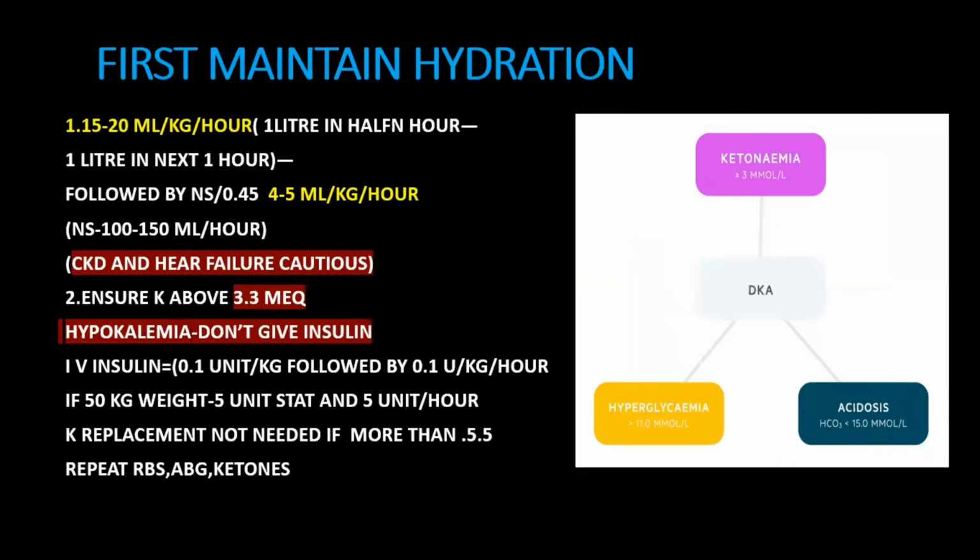What is the main goal in DKA? First, maintain hydration. Fluids 15 to 20 ml per kg per hour, so that 1 liter will go in half an hour and the next 1 liter in 1 hour, followed by NS or 0.45 NS 4 to 5 ml per kg per hour. That means NS 100 to 150 ml per hour.